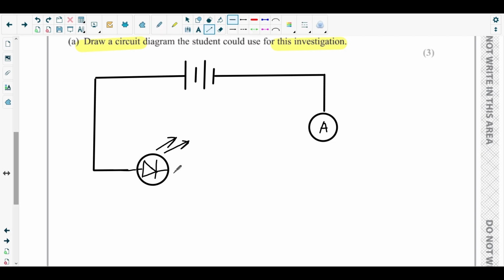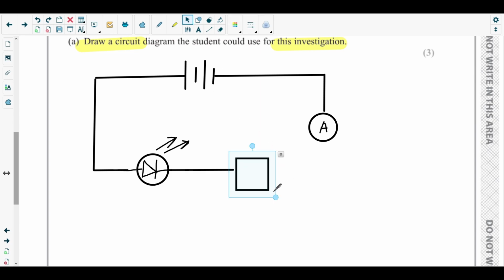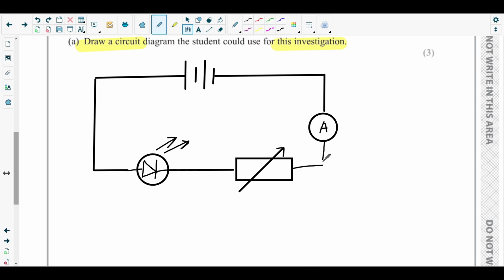Okay, and we should have a variable resistor. The work of the variable resistor is to vary the PD across the LED. Okay, so let's add a variable resistor there. So this will be the variable resistor. Okay, and this is connected to the emitter.